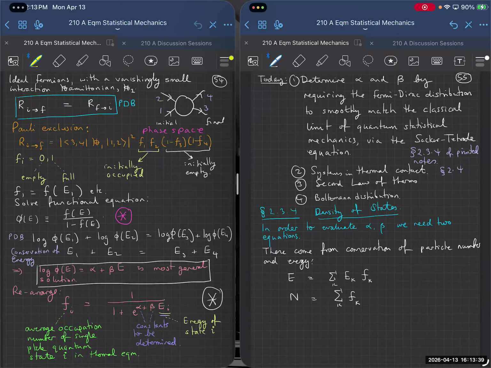Okay, so now that's what we're going to do. That's in section 2.3.4 of my printed notes. Then we're going to look at systems in thermal contact. Now, up to now, all we've talked about is a system in isolation. One box of stuff just sitting there. Now we're going to talk about what happens when we put systems in thermal contact. We're going to derive the second law of thermodynamics, and either today or on Wednesday, we will derive the Boltzmann distribution.